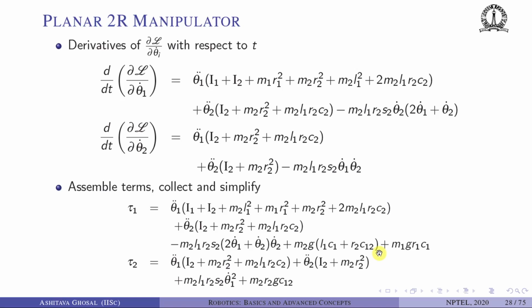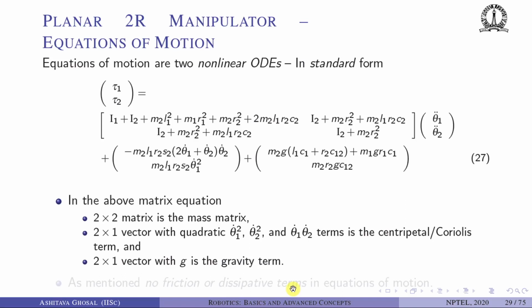We can also see that tau 2 will be related to I2, m2 r2 square, and m2 l1 r2 c2. The theta 1 double dot, multiplied by some inertia, will come, and theta 2 double dot will be just I2 plus m2 r2 square. Again we have a Coriolis centripetal term, theta 1 dot square, and m2 r2 g c12. Both of these equations are nonlinear ODEs. Why? Because they have sine theta 2, cos theta 2, and so on, and also theta 1 dot square and theta 1 dot theta 2 dot.